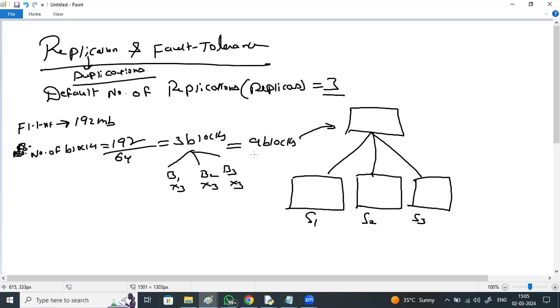How are these 9 blocks going to be stored across these systems? B1, B2, B3, then B3, B1, B2, here B2, B3, B1. So 9 blocks are stored across these 3 slaves, right?